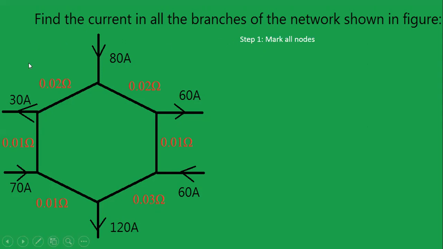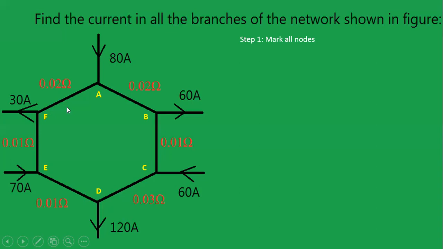As we can see here, there are 3 branches. One branch has 80 amperes incoming towards this node, and the other 2 branches have resistances of 0.02 ohm each. Similarly, we have 5 more such nodes. So let us mark all these nodes as A, B, C, D, E, and F.